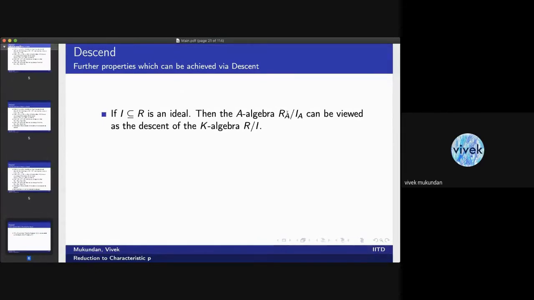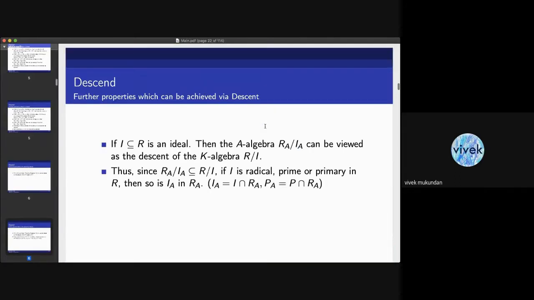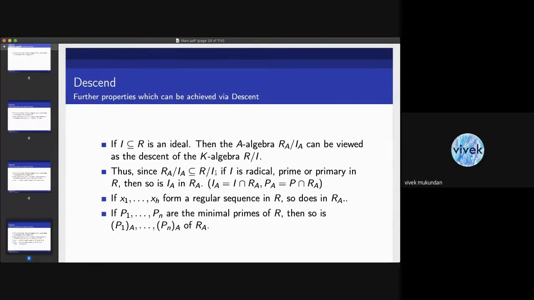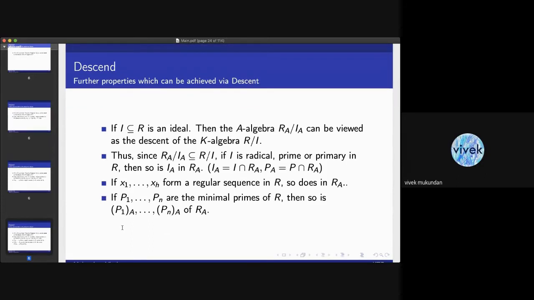Further, if you have an ideal I, then R_A mod I_A, the descent, can be viewed as the descent of the algebra R mod I, again assuming that you can localize at a non-zero divisor of A. And since R_A mod I_A is contained in R mod I, if I is radical, prime or primary in R, so is I_A in R_A. And regular sequences can be preserved via descent. If you have a finite set of minimal primes, then you can arrange your A so that the descent of these individual primes will also be minimal primes of the ring R_A.